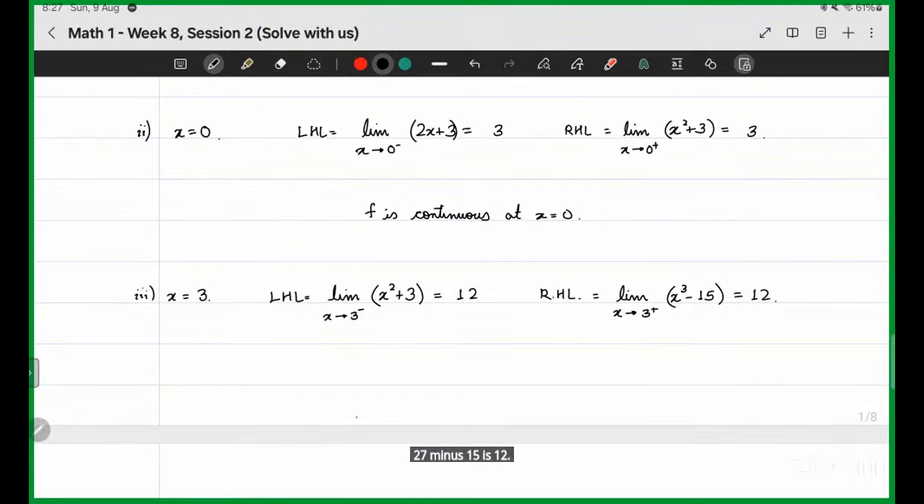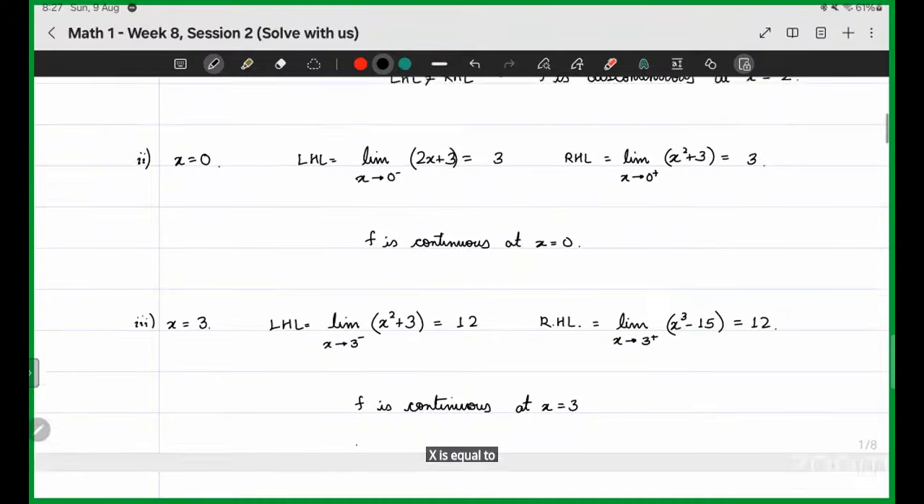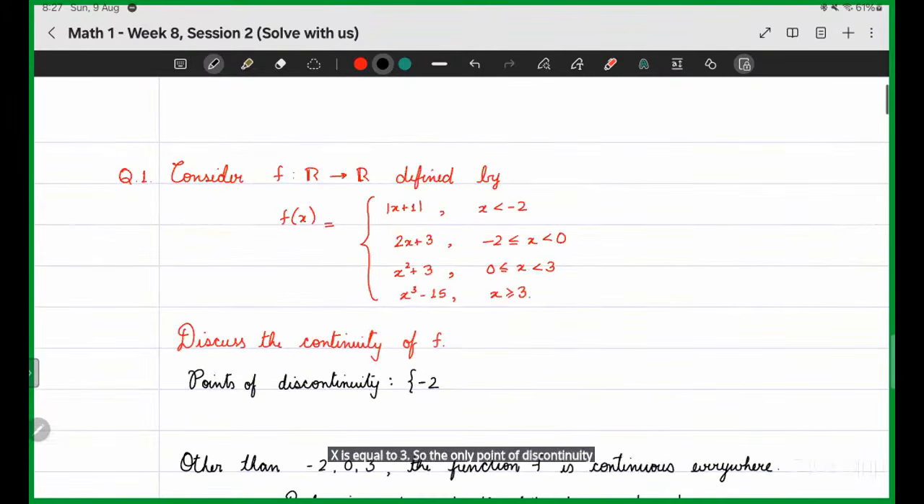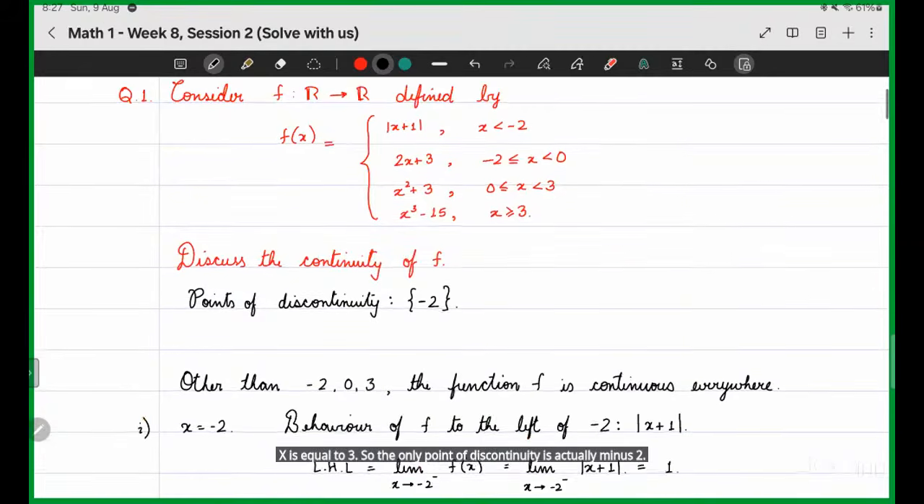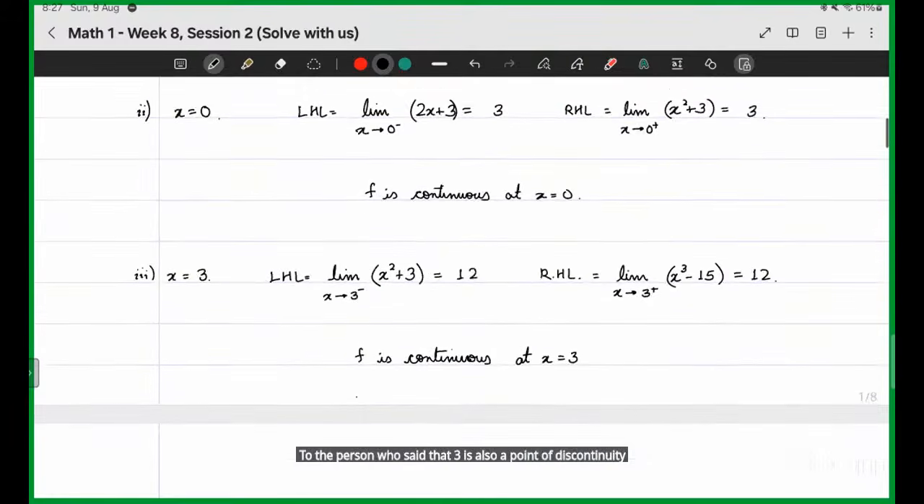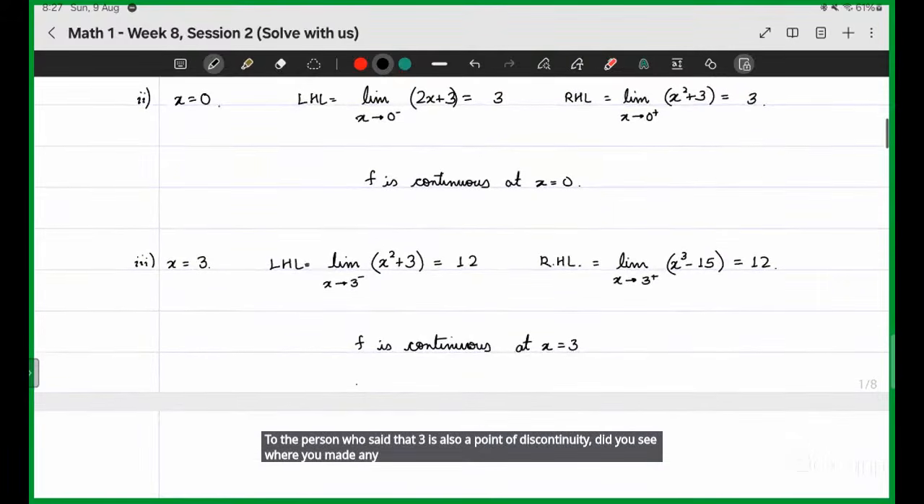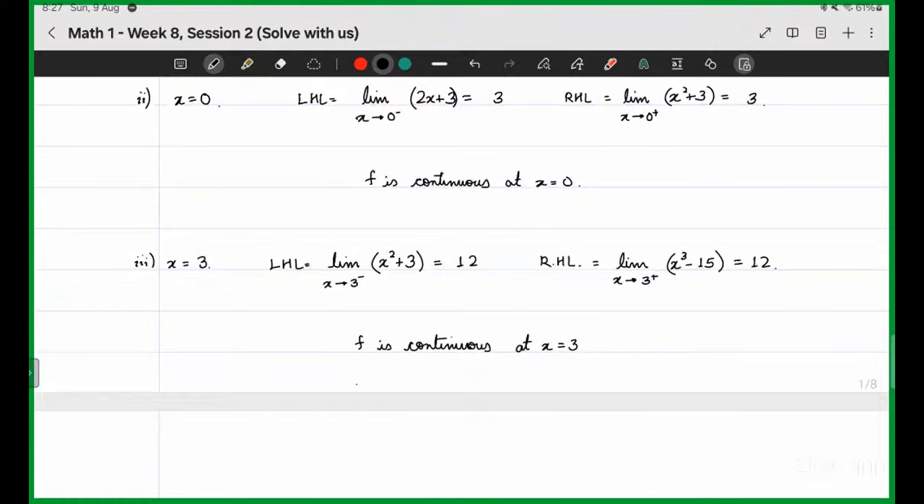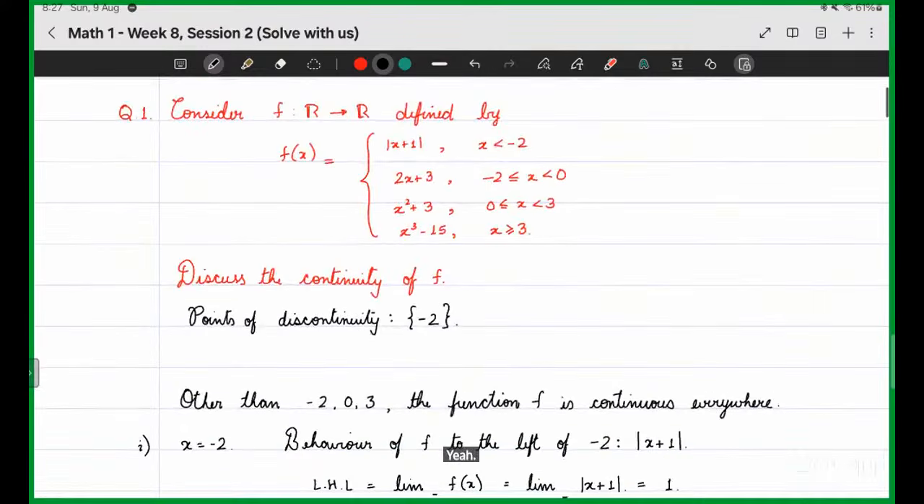So LHL exists, RHL exists, both are equal. So this is continuous at x equal to 3. So the only point of discontinuity is actually -2. So to the person who said that 3 is also a point of discontinuity, did you see where you made perhaps a calculation mistake? Yes, sir. So the only point of discontinuity is -2.